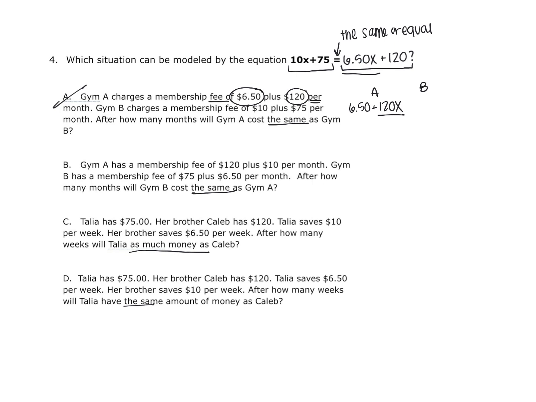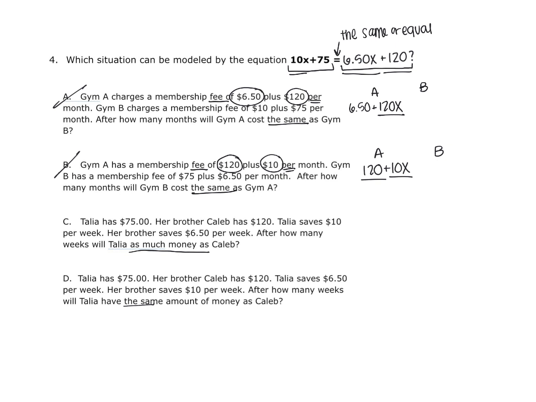For B, it says gym A has a membership fee of $120 plus $10 per month. So our fee is our standalone amount, and we're adding 10 per month. So 120 plus 10 per month means it's being multiplied. Again, we see the right values here. We see 120, and we also see 10 times X. And while these two pieces are in our equation, they don't go together, so this answer choice can be eliminated.